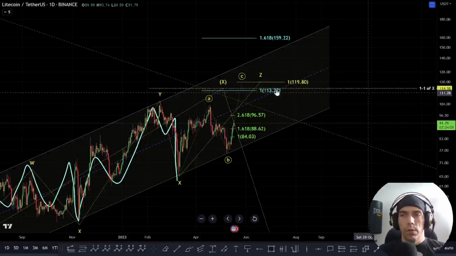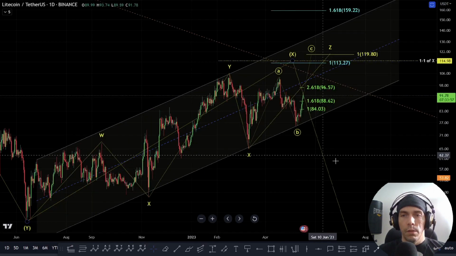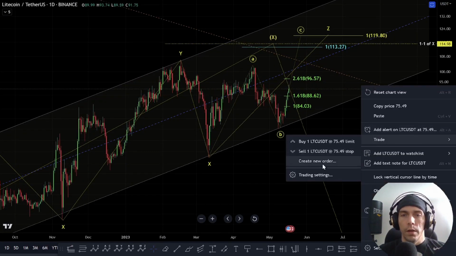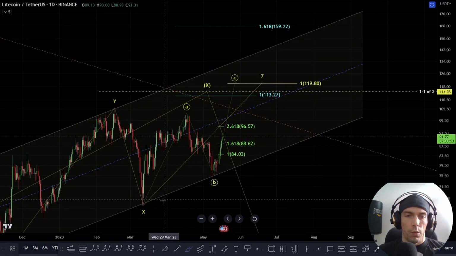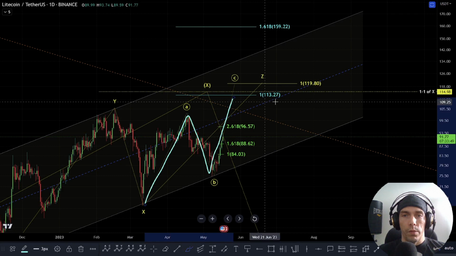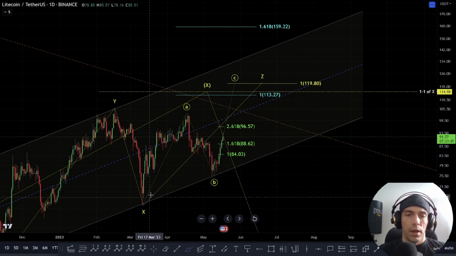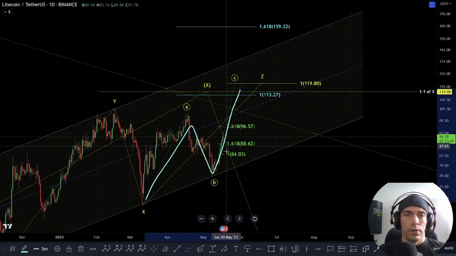Now, the 1-to-1 of the previous X wave is actually sitting here at this 114. So if we just form a single 5-wave move here, and we just form this as basically A, B, and we get a 5-wave move up here towards this 113 area, what this would then indicate is that we could actually just have this as a Z wave, as a simple ABC pattern.